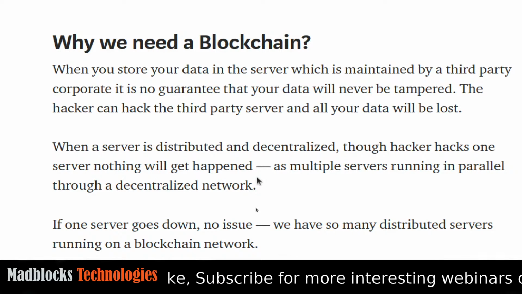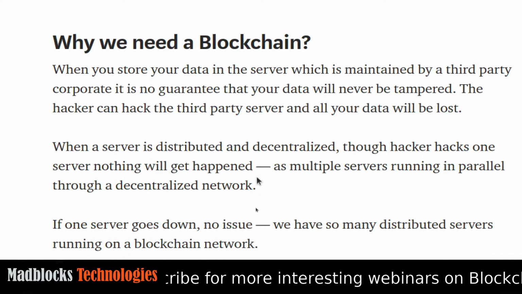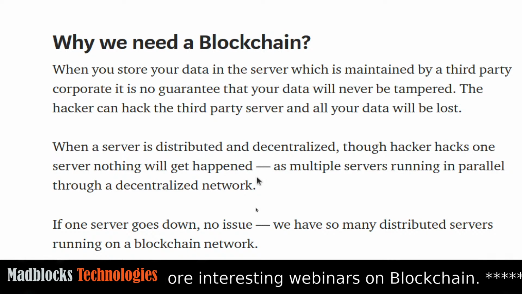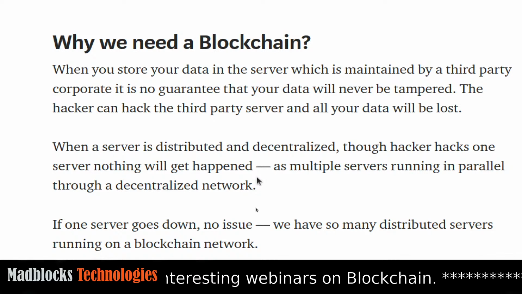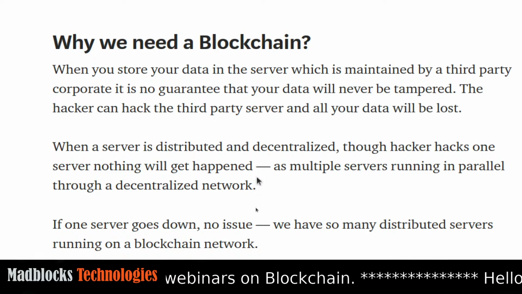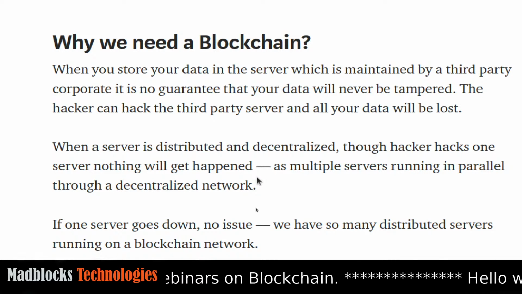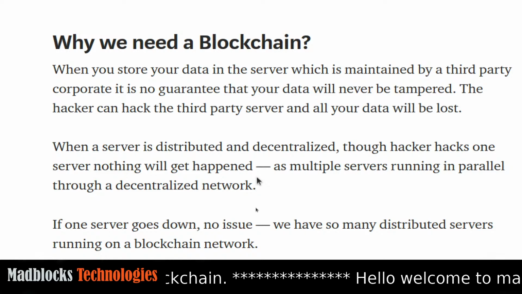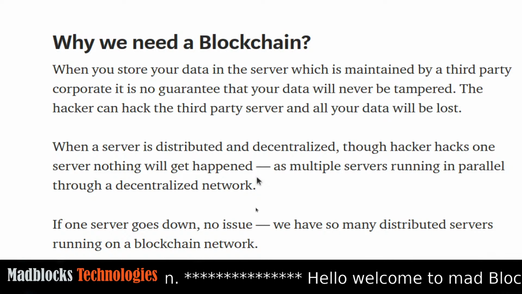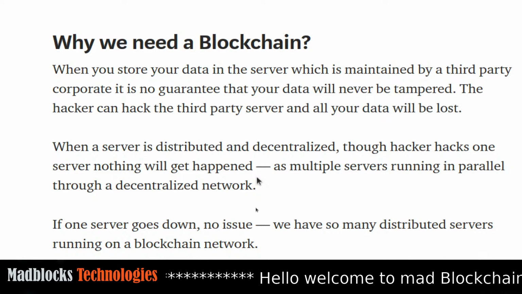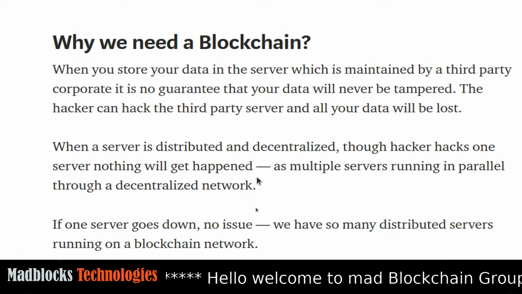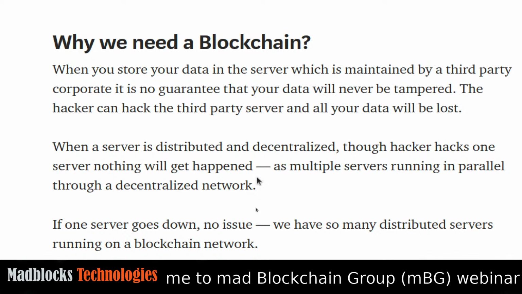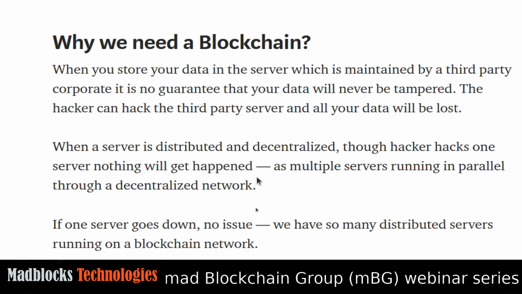If the hacker hacks one server, what will happen? Your application will be connected with another server. Because all the servers will have duplicated networks, whatever data is hosted in server 1, the same data will be available in server 2. There are multiple duplicated servers distributed across the network, running in parallel through a decentralized network, so our applications are able to work properly, isn't it?